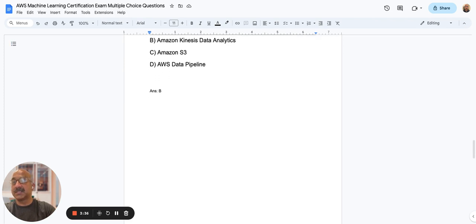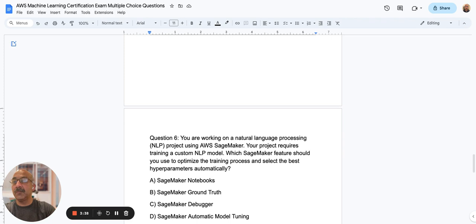Question number 6. You're working on a natural language processing project using AWS SageMaker. Your project requires training a custom NLP model, that's natural language. Which SageMaker feature should you use to optimize the training process and select the best hyperparameters? That's the key word here, automatically.